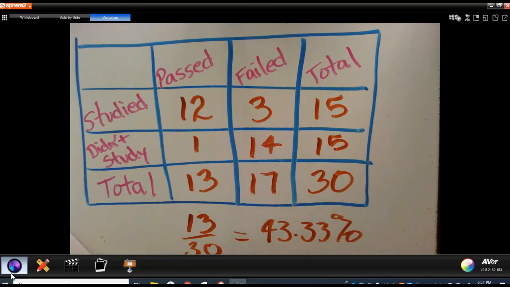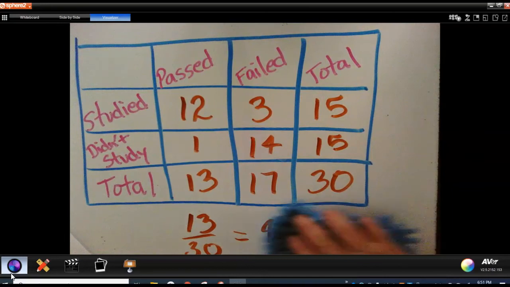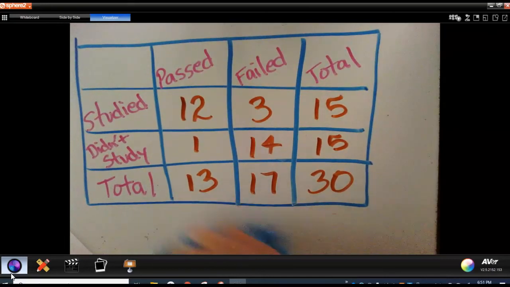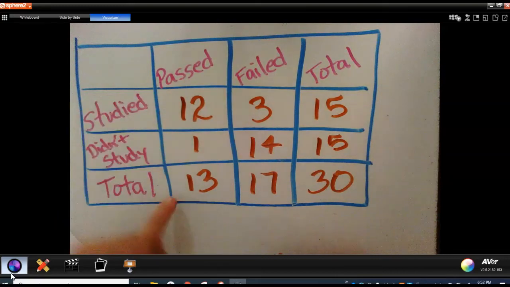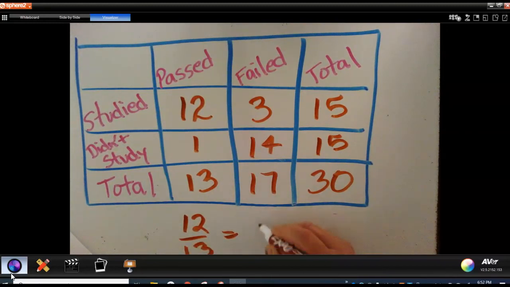Okay? So out of the students that passed the test, what percentage studied? So of the students that passed, we only care about this, we got 12 over 13, which if you work that out with your calculator, 92.31%.